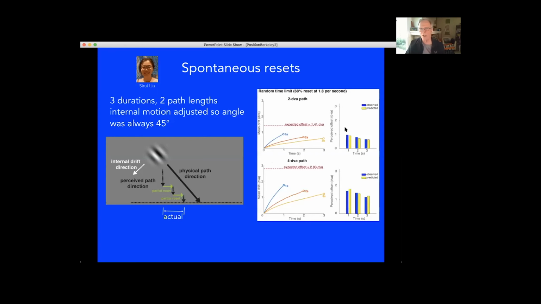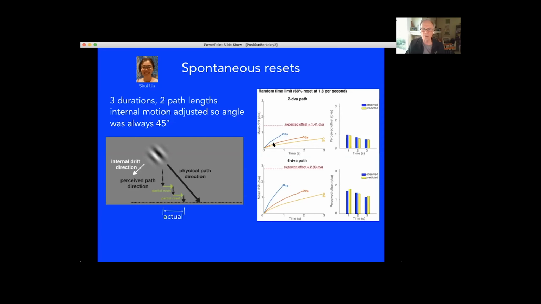Ooh, there's a lot of data here. Look over here, the yellow and blue part. This is the real data. The blue bars are the predicted ones, times 1, 2, 3. The expected offset, if there were no resets, would be up here. So everybody is showing some spontaneous resets happening. And in fact, the number of resets goes down as the time goes up, which is a clue that it's probably a function of the time and not the distance. The same thing happens with the longer path, the 4-degree path, where the perceived offsets are twice as large.